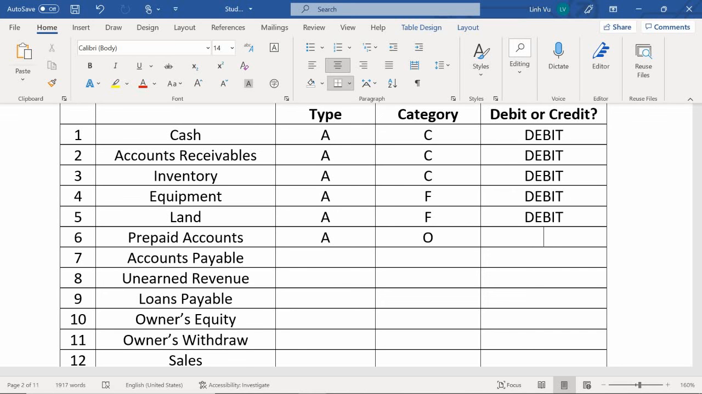Okay? All right, and what kind of normal balance would... Good. You would have a debit balance. Good. Okay. What about accounts payable, where you owe money to other people? It's 100% a liability. Now, what kind of liability?